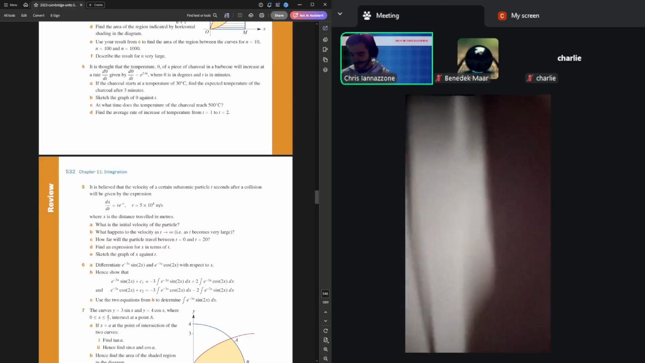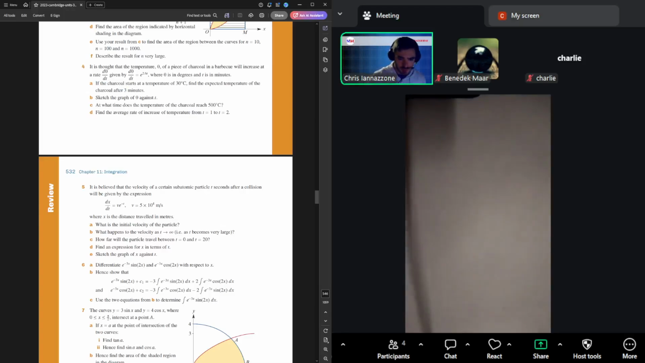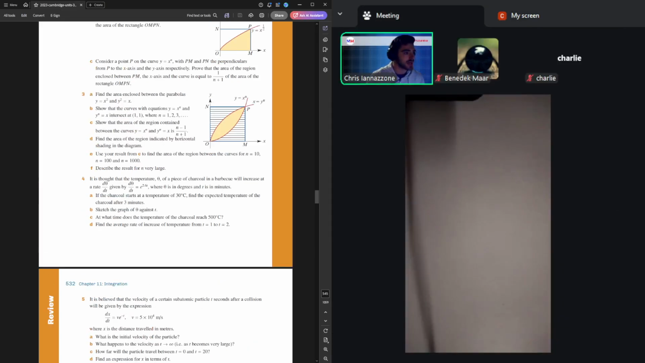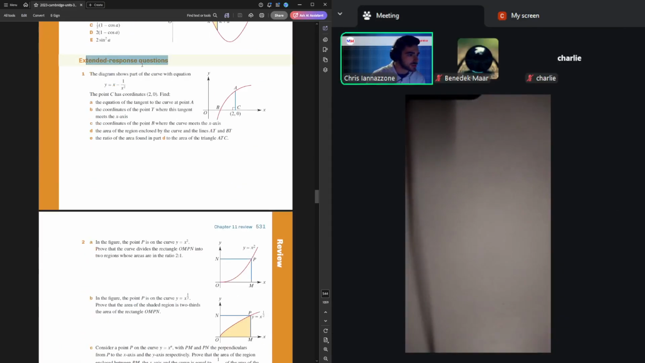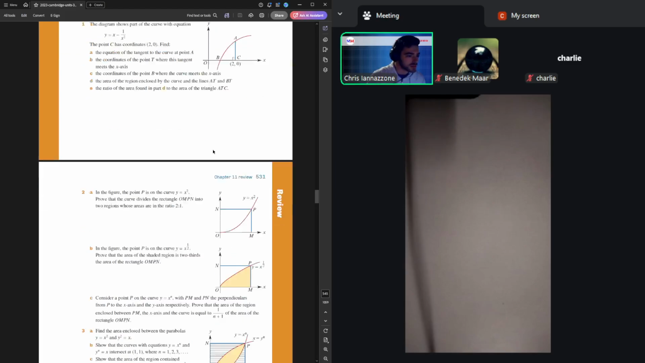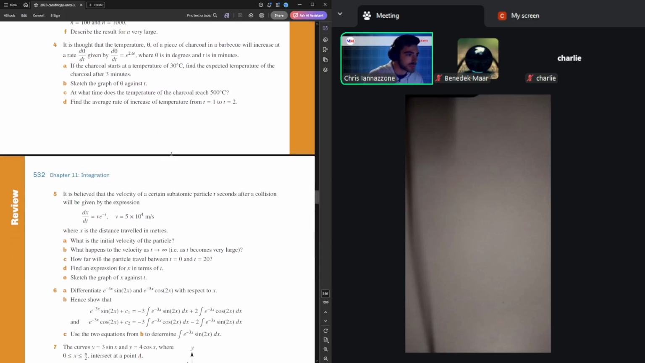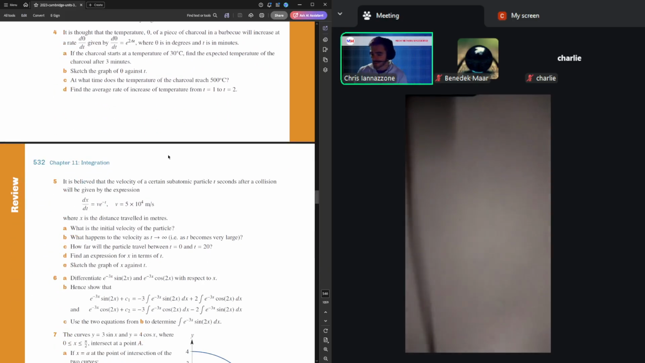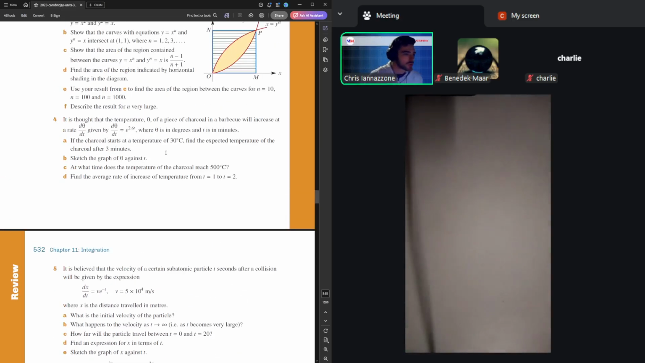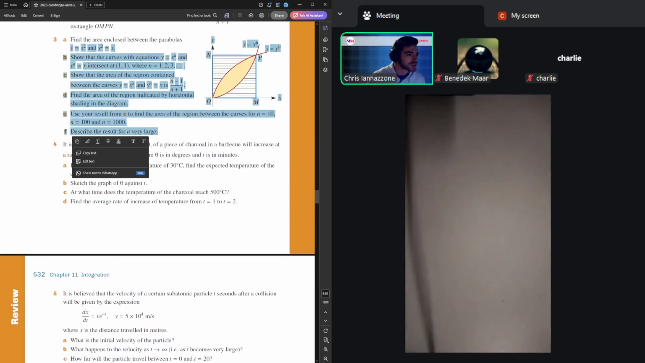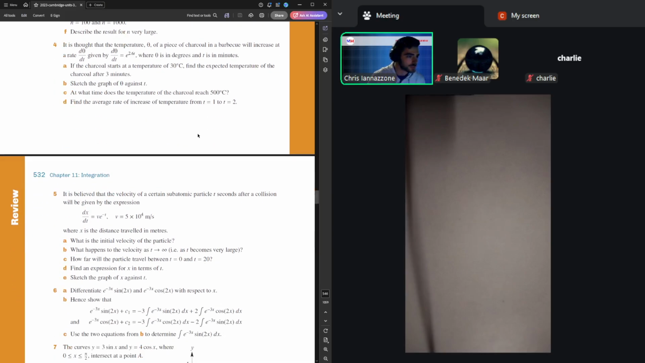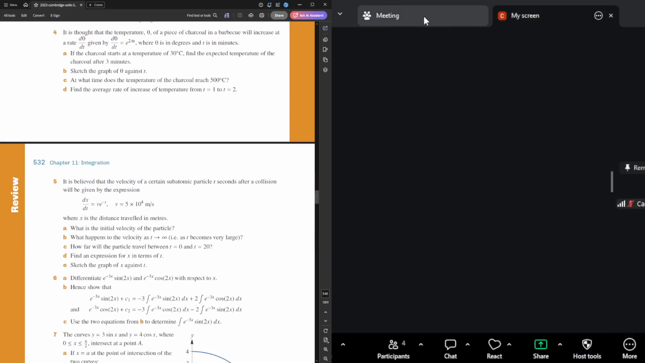Let's make a start. Where we left off last was we're getting into the application section, or the extended response section, I guess, of chapter 11. This is all your integration applications. So we're going to go through those, starting at question 4, since we had finished, or at least mostly finished, question 3. So let's have a look.